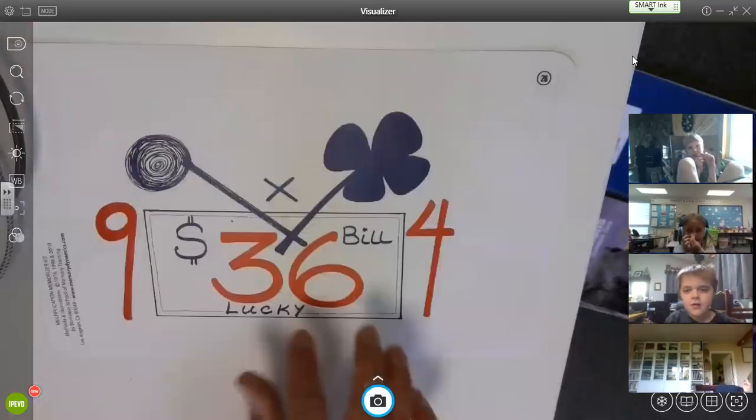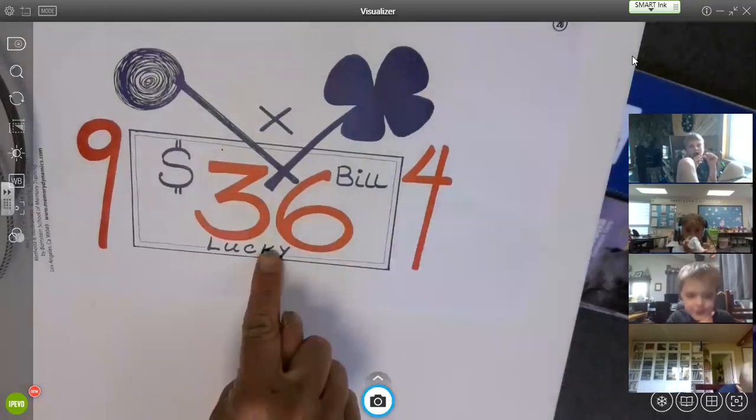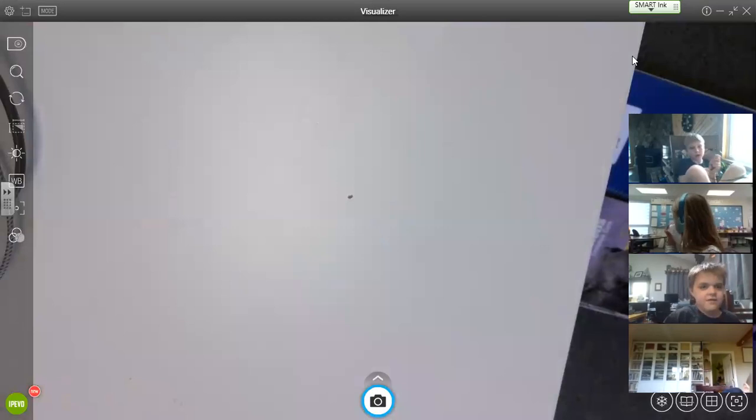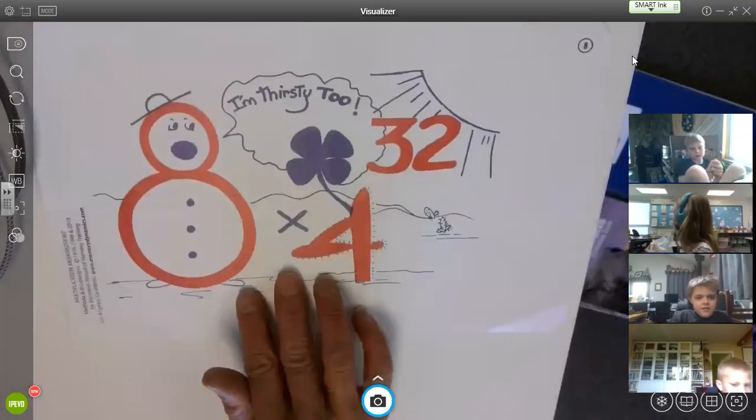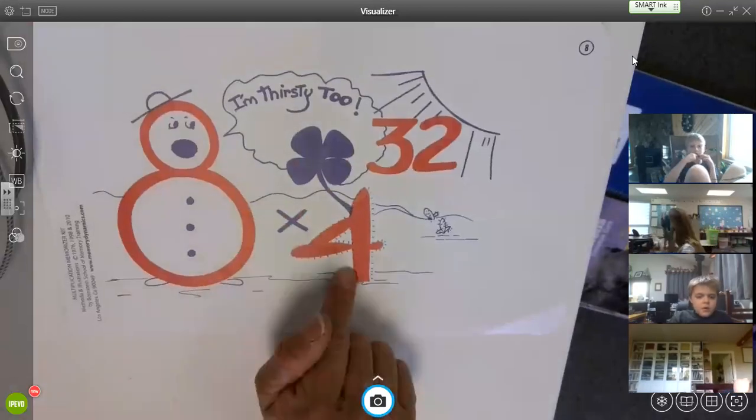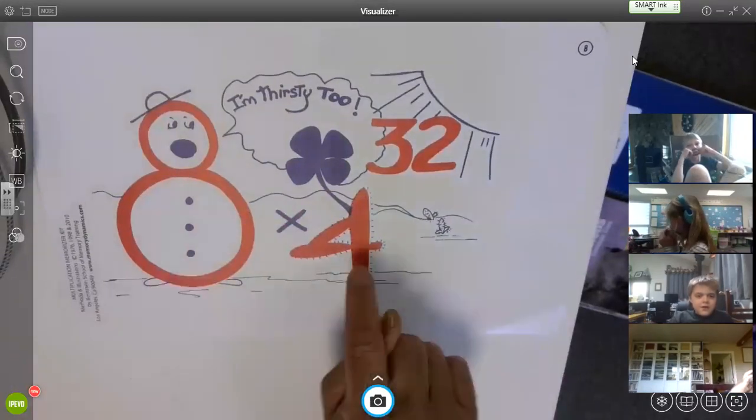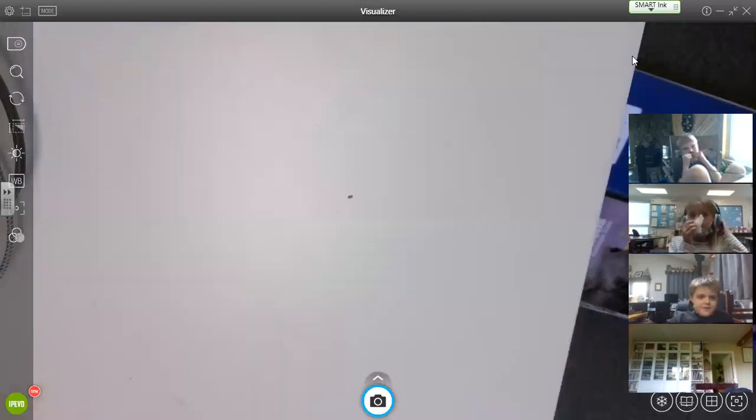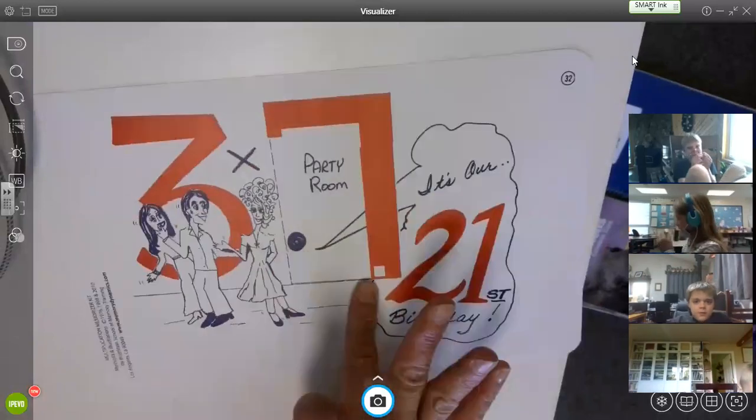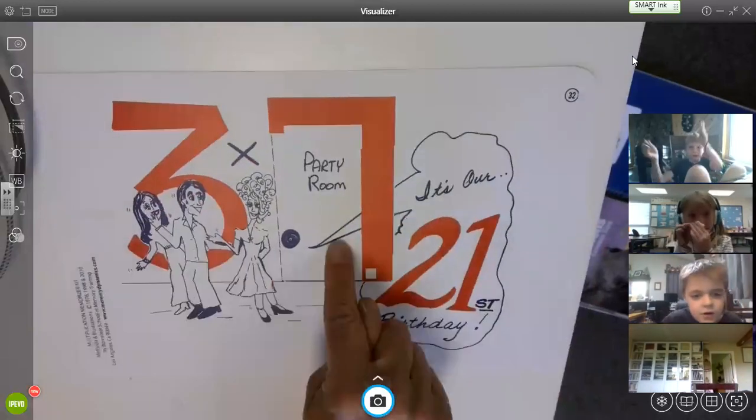Let's say it 2 times. 9 times 4 equals 36. Excellent. I like this one. I think this is really helping me memorize it. It's funny. 8 times 4 equals 32. And I'm just going to go through them because we know the riddles now. 3 times 7 equals 21.